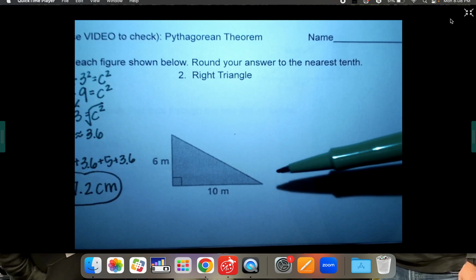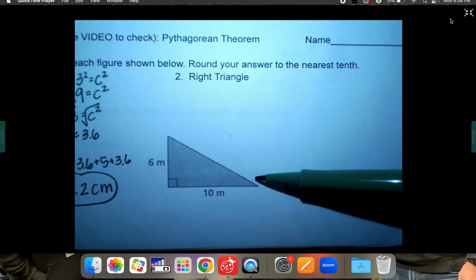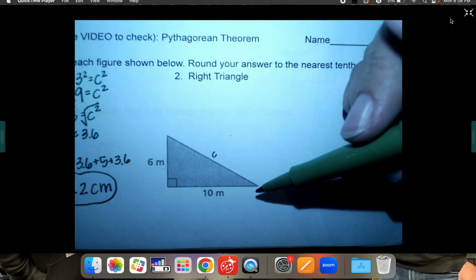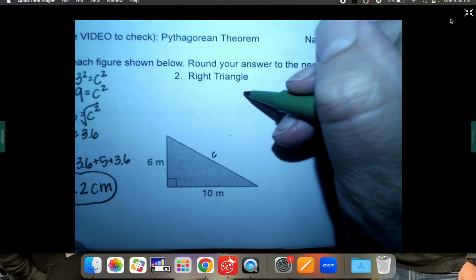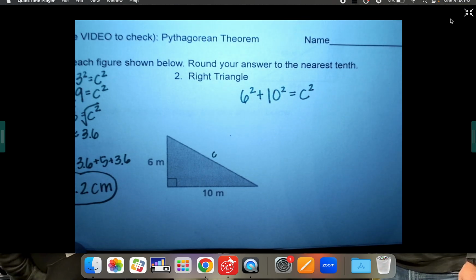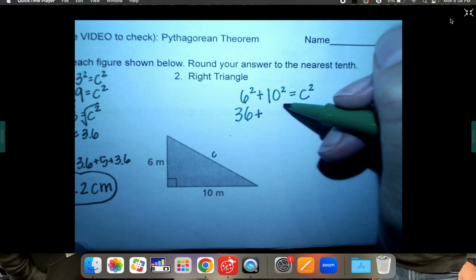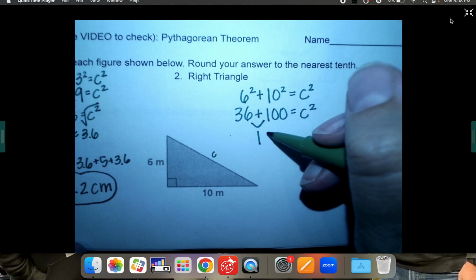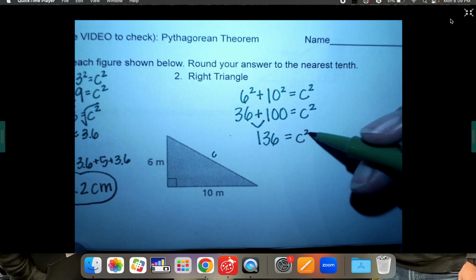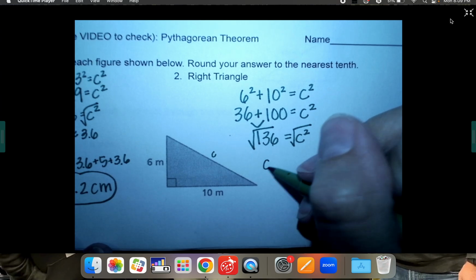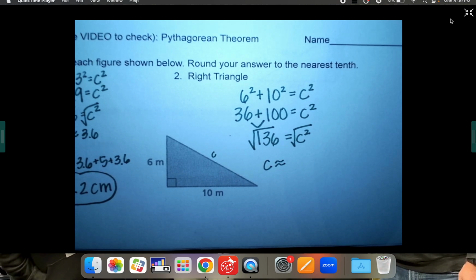Okay, the shape here is a right triangle. This one's very simple. All we're doing is finding the hypotenuse, the missing longest side. So again, I'm going to add. So I'm going to do 6 squared plus 10 squared equals my hypotenuse squared. 6 squared is 36, 10 squared is 100, 36 plus 100 is 136. So then I'm going to square root that. Again, if I'm going way too fast, you should definitely stop, pause the video whenever you need to, and try it on your own or catch up.